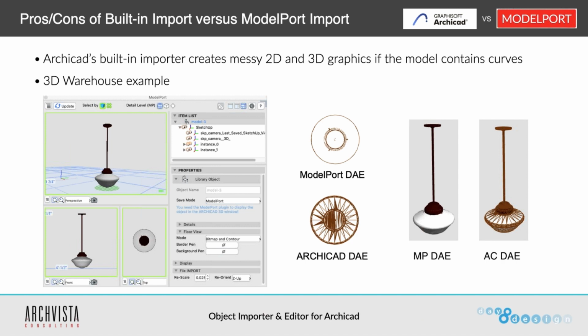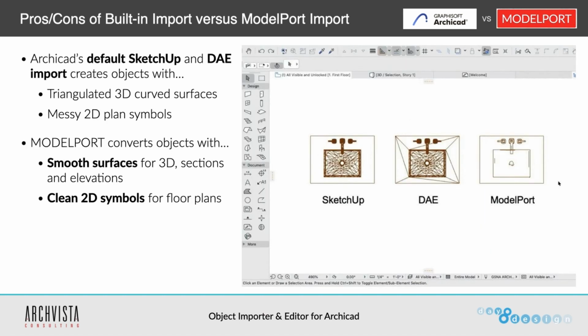If we take a look at this view, we'll see the ModelPort DAE format, which is a pretty nice, clean graphic that was imported in. Then we have the Archicad standard format that just came in through the defaults, where we see a lot of messy triangulation happening, both in the 2D plan as well as in the 3D view. This is very common. I'm sure many of you have experienced this.